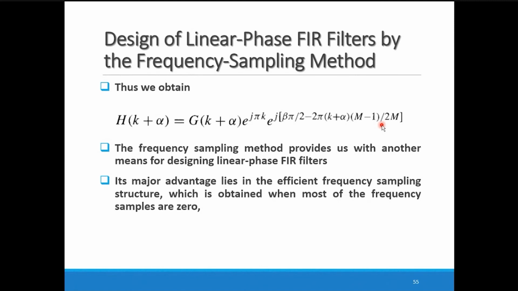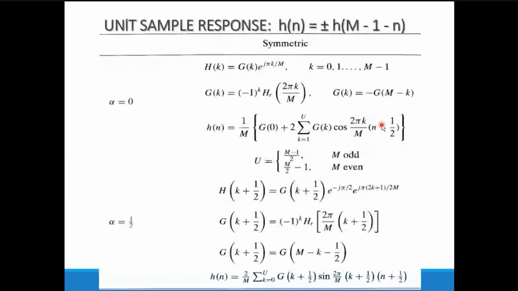Okay, and this is the unit sample response table that is shown. h of n is equal to plus or minus h of m minus 1 minus n. So if you have the symmetric case and alpha is equal to 0, what will be h of k, what will be g of k, what will be h of n, and what is the value of u. All these things are calculated based on this equation.